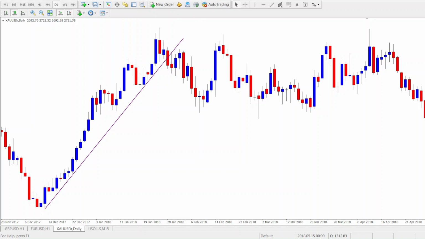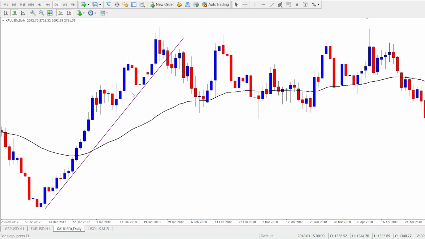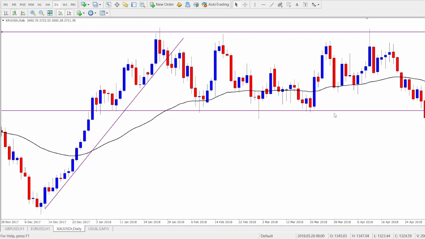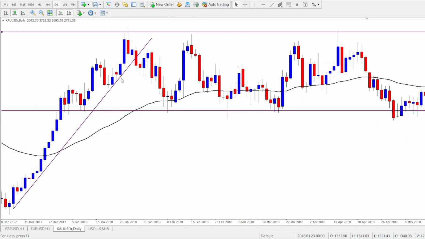Now you can also decide to use technical indicators like the moving averages, in addition to the trend lines, and in addition to horizontal support and resistance levels. You can use moving averages to further confirm your entries and exits. When price crosses above the moving average, it indicates a buy. When price crosses below, it indicates a sell. So you can use that for additional confirmation.